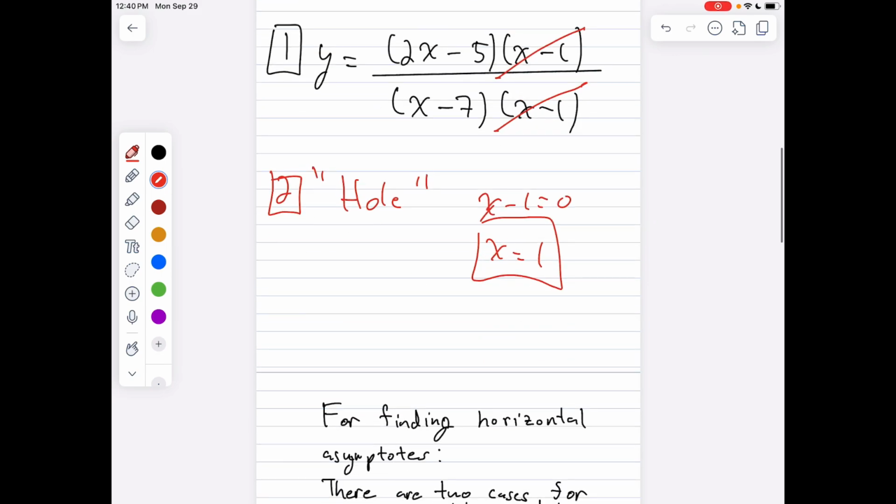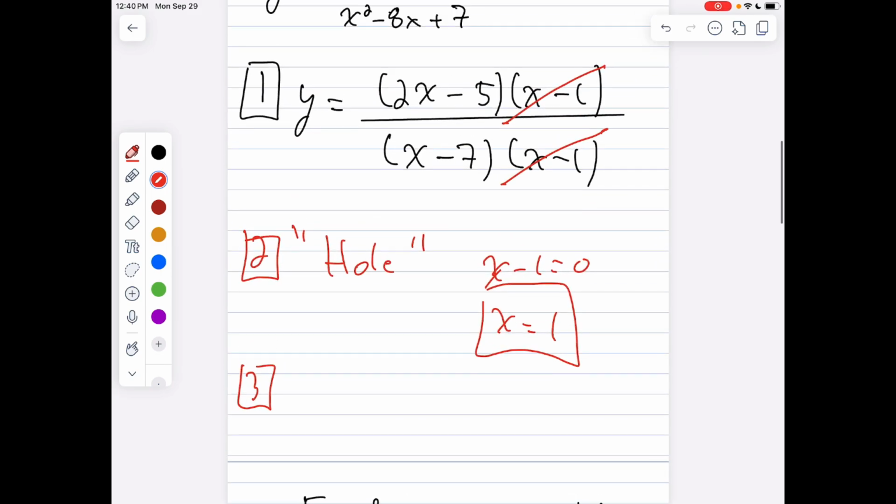For your vertical asymptotes, those occur for the remaining part of the denominator that's not been canceled, so the x minus 7. So for the vertical asymptote, you take that part of the denominator that's left, that x minus 7, the part that did not cancel, and you set it equal to 0. So x minus 7 equals 0, x equals 7, and there you go.